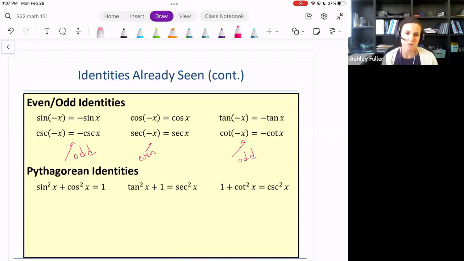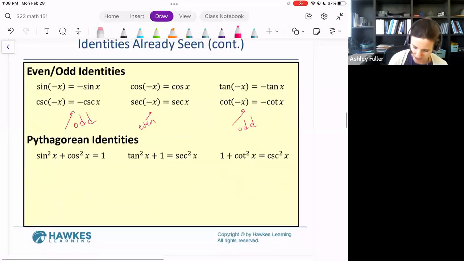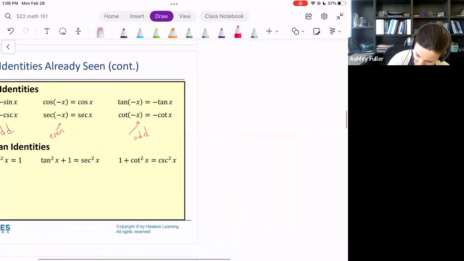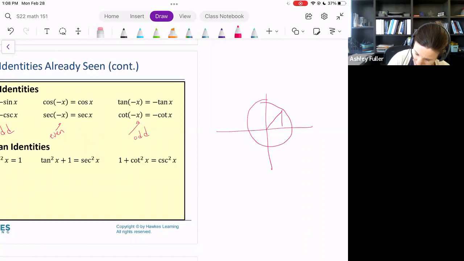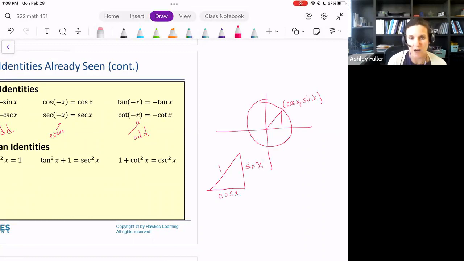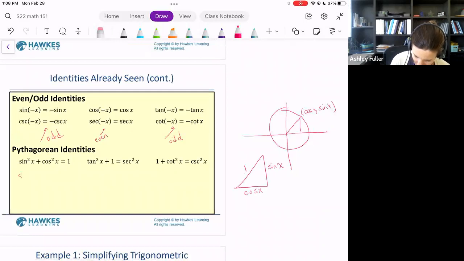These last three identities we haven't really seen, but we can see how to derive them. If you remember from our unit circle, we know that the xy value is cosine, sine. So if we pull that out as a triangle, we know that the x value is cosine, the y value is sine, and then this is our hypotenuse of 1 since it's a unit circle. That goes straight to, using the Pythagorean theorem, sine squared of x plus cosine squared of x equals 1.